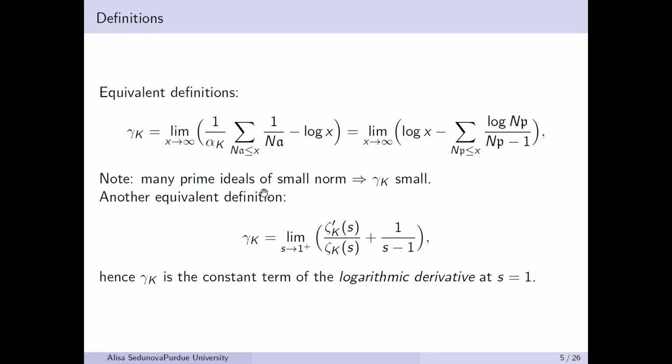Another equivalent definition that is going to be a lot more convenient for us is gamma_K as the limit as s approaches 1 from the right of the logarithmic derivative of zeta_K plus 1 over s minus 1. Again, the same thing happens for the normal Riemann zeta function. Why is this convenient? Because once I have the logarithmic derivative, I can write a Dirichlet series, and I can try to employ some complex analytic tools, and I can try to formulate something which is analogous to the prime number theorem. So this is how the tools usually originate.